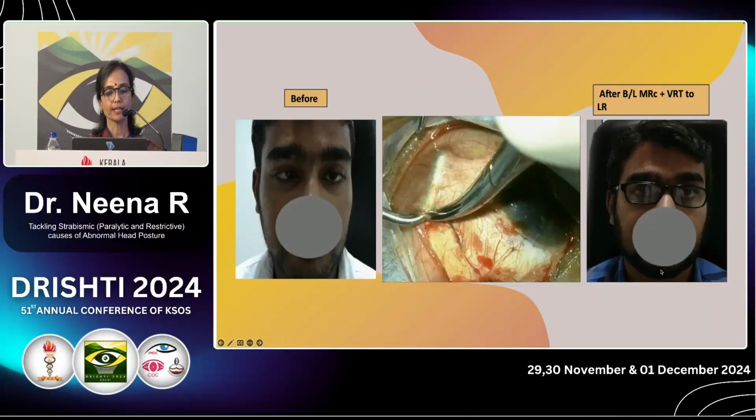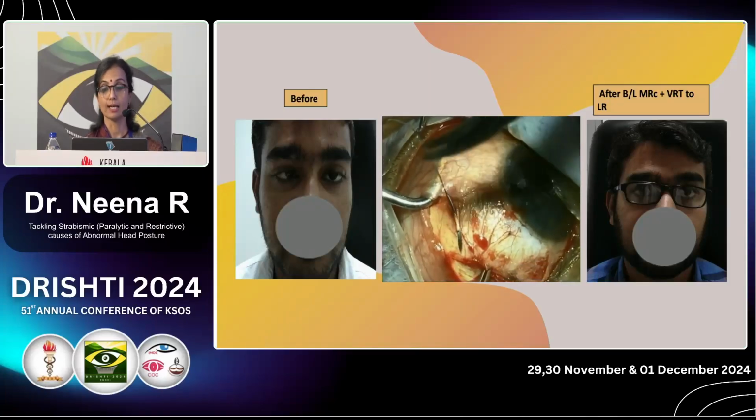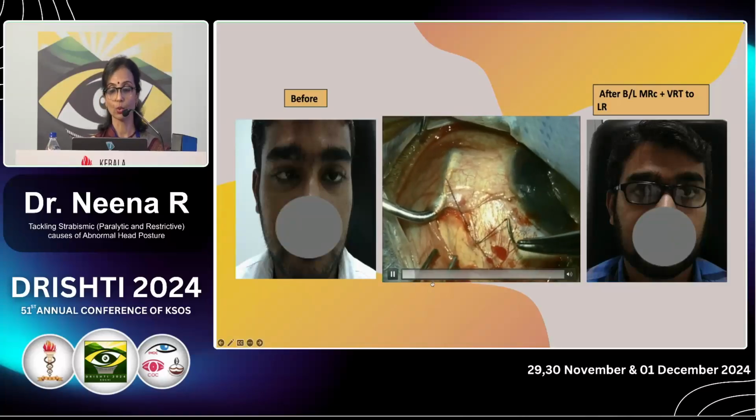This was a gentleman. He had a road traffic accident and he had bilateral 6th nerve palsy with very large ESO deviation of the right eye, and he had a right face turn. So we did bilateral medial rectus recession and superior vertical rectus transposition to both the lateral rectus, and this was one of the old cases which I did.